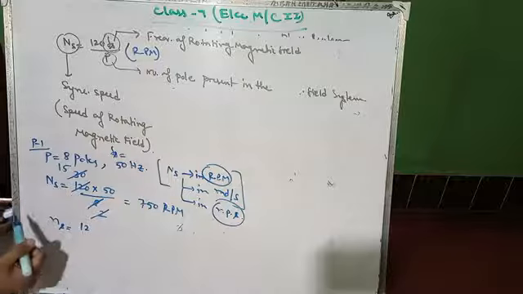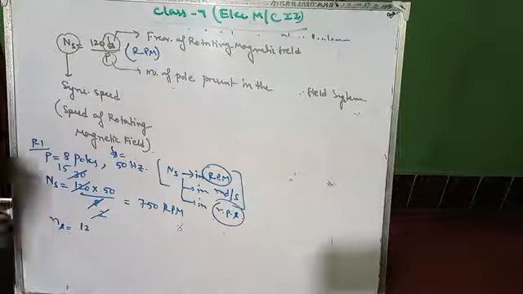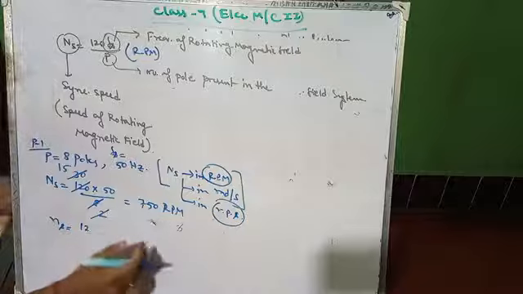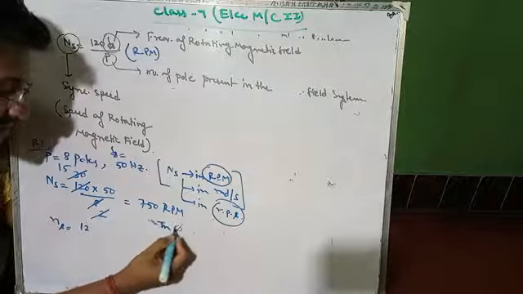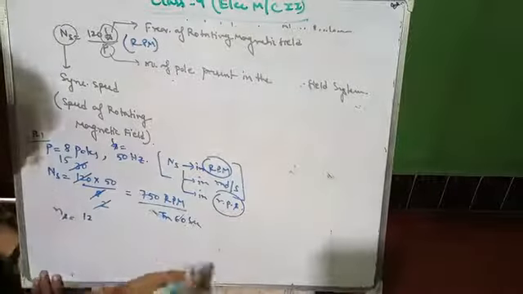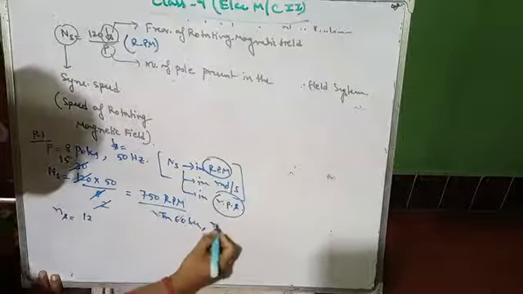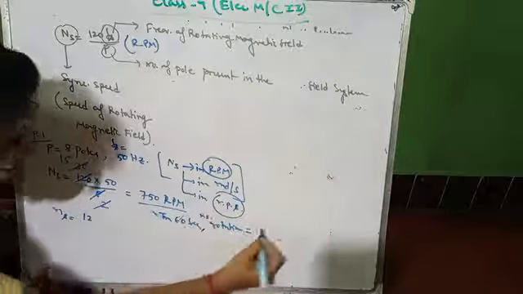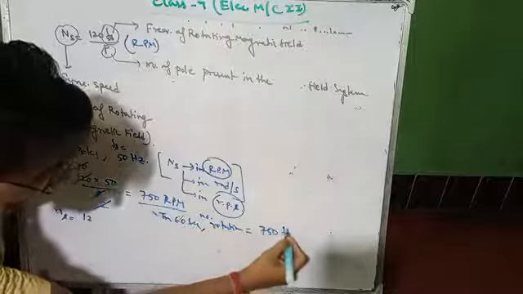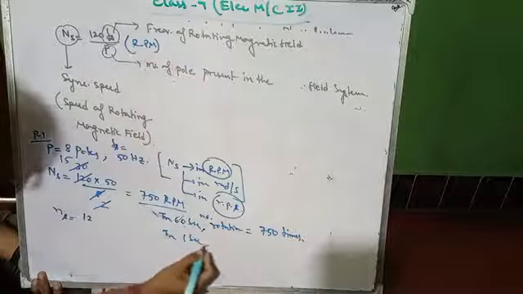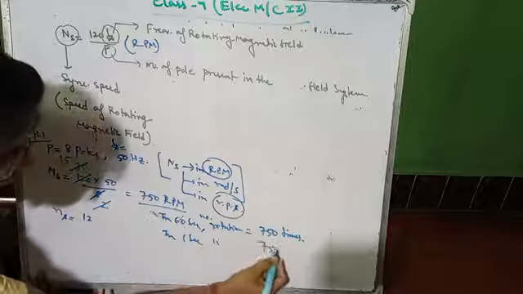It is very easy actually. RPM means, use the unitary method, in 60 seconds the number of rotations equals 750. So in 1 second it will be 750 by 60.